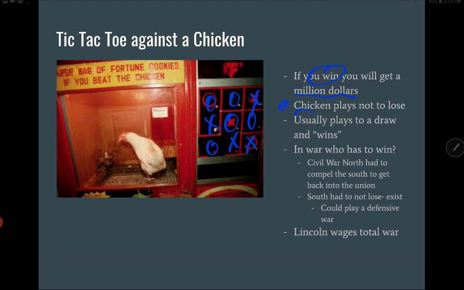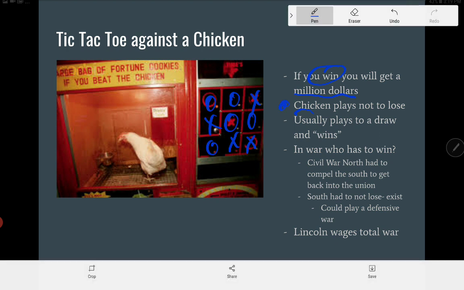The chicken is not playing to win. The chicken is playing not to lose. And this is a huge advantage. If you are playing a defensive war, if you are just playing to not lose, it is easier for you. You are playing a defensive war. So in this war, who has to win is a major question.